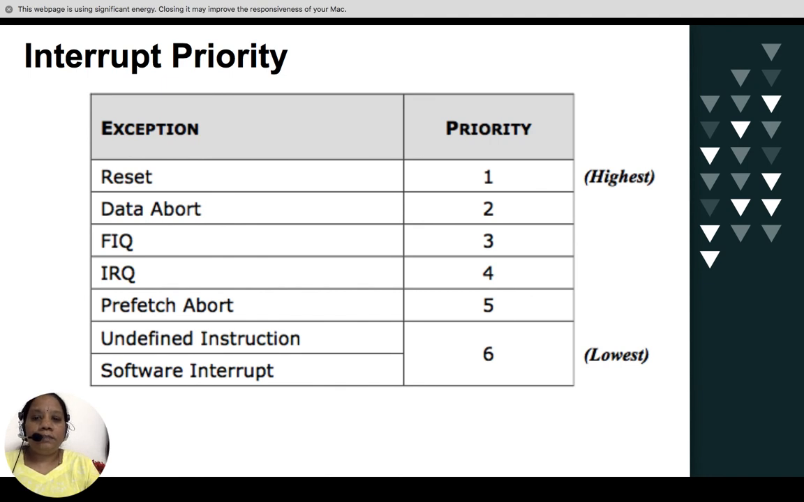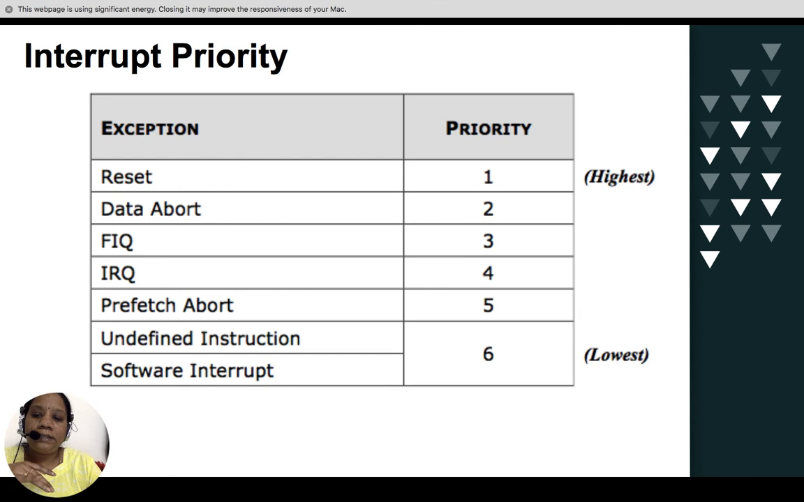And of course, fast interrupt is given third priority, because that is the fastest interrupt compared to IRQ. And then IRQ is given the fourth priority, and prefetch abort is given the fifth priority. The reason why this is given fifth priority is because you are only trying to access the program, okay, not the data directly. So if it is data directly, it's going to be a more serious issue. So that is why data abort is given the second priority, and prefetch abort is given the fifth priority. And undefined and software interrupts both are given the lowest priority and the sixth position.